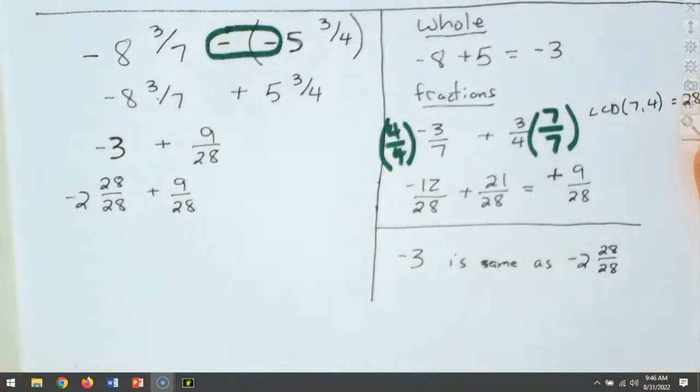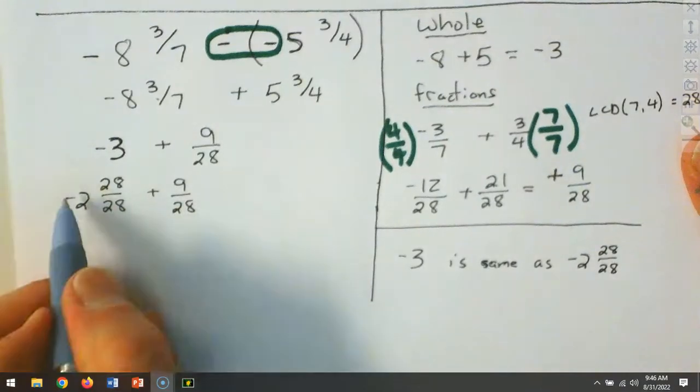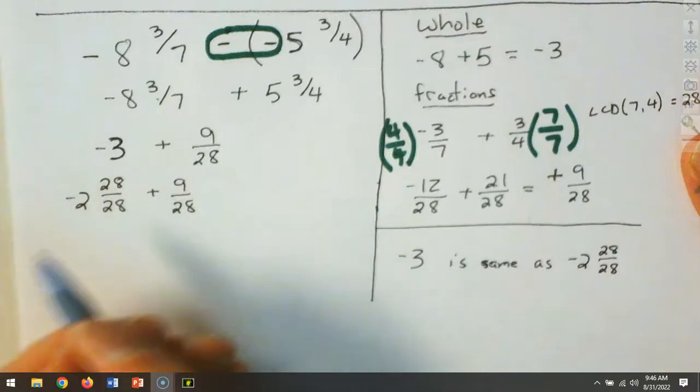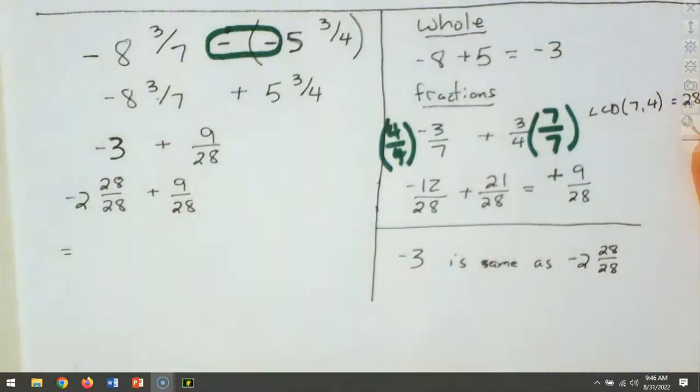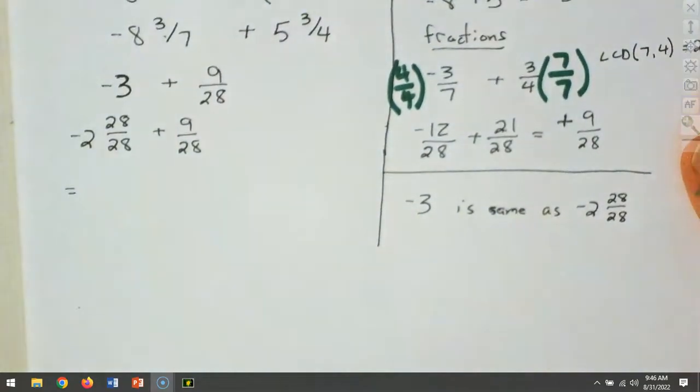So I had to borrow. Why did I borrow? So now I can work with these fractions, right? Because again, one of these is positive, the other one's negative. This one's negative. Now let's work with it like we normally would. We can finish it from here.